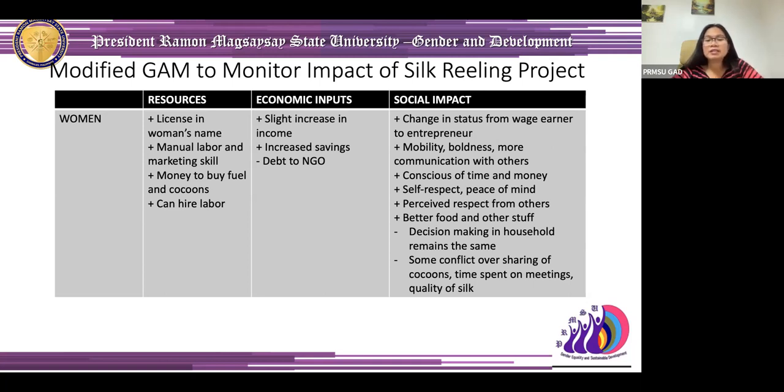Now, negative is the decision making in the household remains the same. So that means yung mga lalaki pa rin ang nakakapag-final say sa bahay nila. Then some conflict over sharing cocoons, time spent on meetings. So nagkakaroon ng mga meetings, siguro nagiging burden po sa kanila yun. And then the quality of silk.